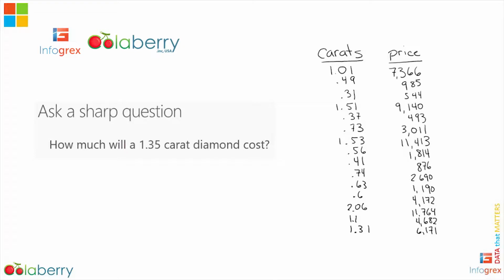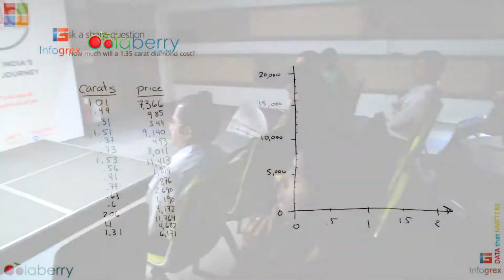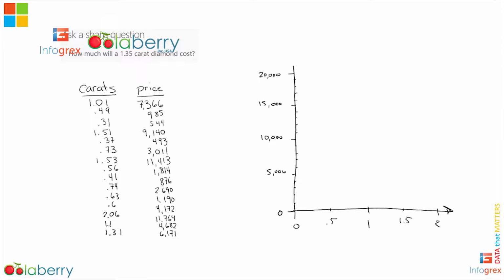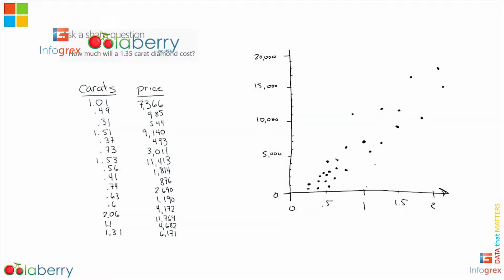Is it enough or not? I hope it is enough. For this question, the question is, how much will a 1.35 carat diamond cost? In this case, all you need to do is draw an XY axis. On the X axis, you put the carats, and on the Y axis, you mark the price. Once that is done, you draw the scatter plot.